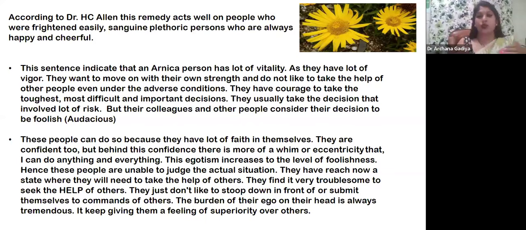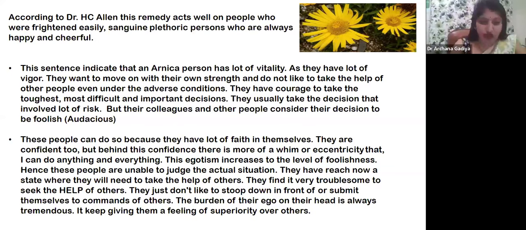Hence, these people are unable to judge the actual situation. They have reached a state where they need to take the help of others. They find it very troublesome to seek help from others. They just don't like to stoop down in front of anyone or submit in front of anyone. They don't like commands of others, because he himself is dictatorial. He himself gives commands to others. He doesn't like to listen to commands from the other end. The burden of their ego on their head is always tremendous.